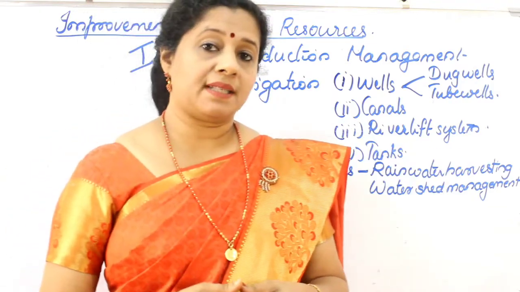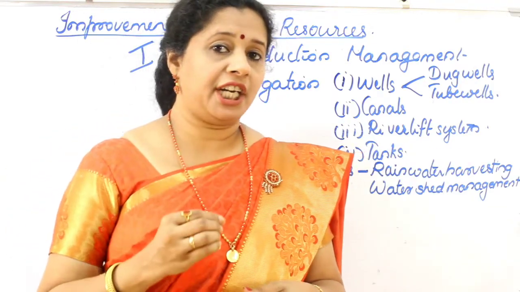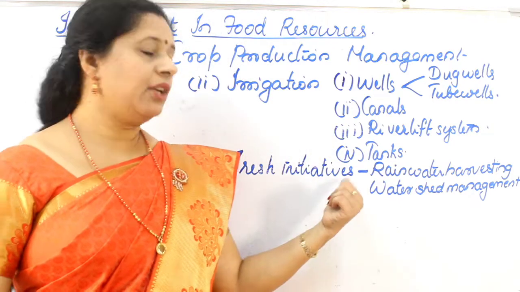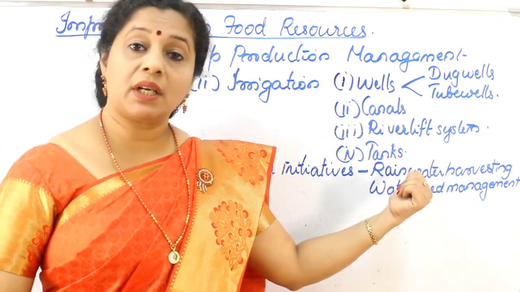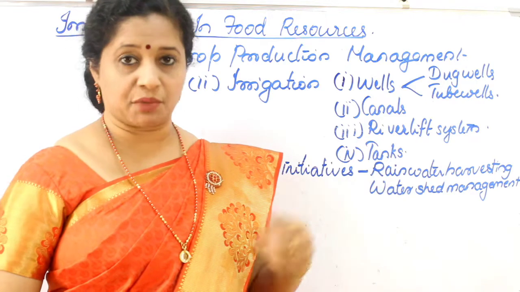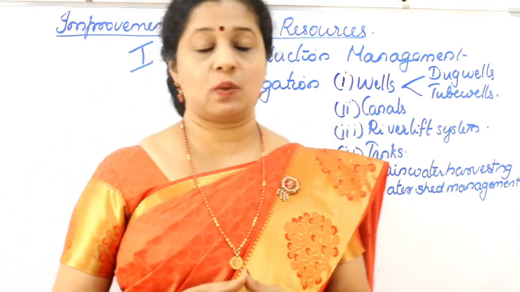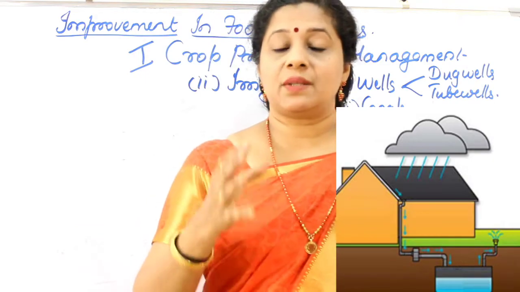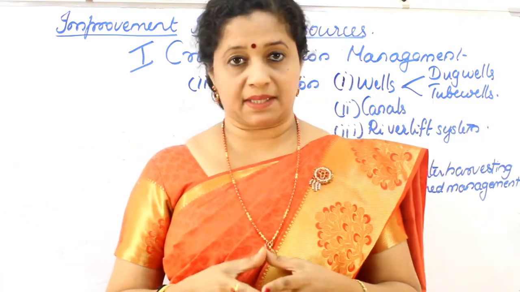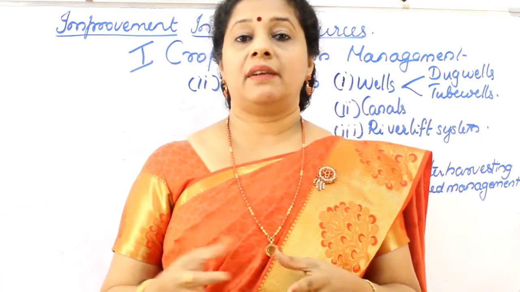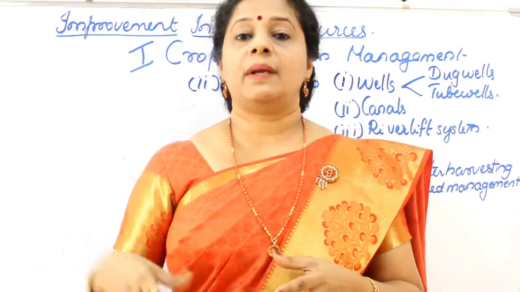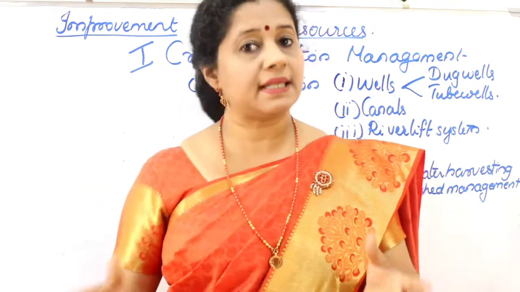You can get a question, what are the 2 fresh initiatives in the field of irrigation? Then you have to write only these 2, rainwater harvesting and watershed management. Rainwater harvesting means we are collecting the rainwater and using it. It doesn't mean that always we are collecting and using it for our purposes. That we can do. The rainwater, even though we are not using for drinking, we can water the plants, we can wash the clothes, all these are possible.